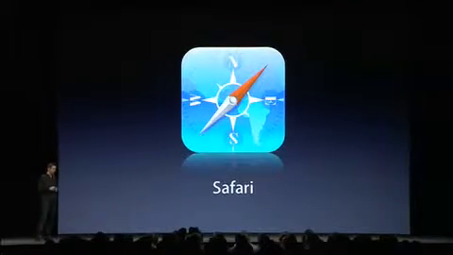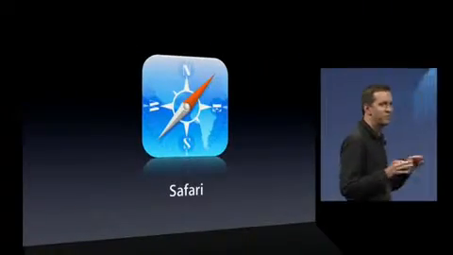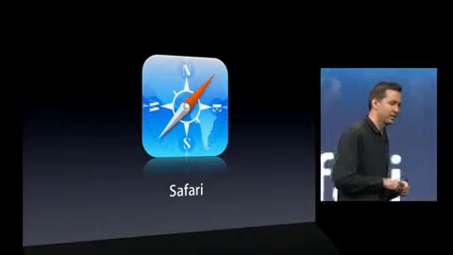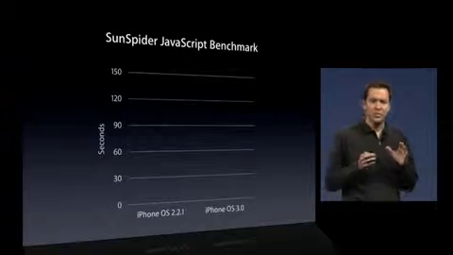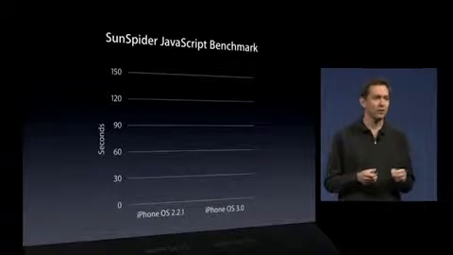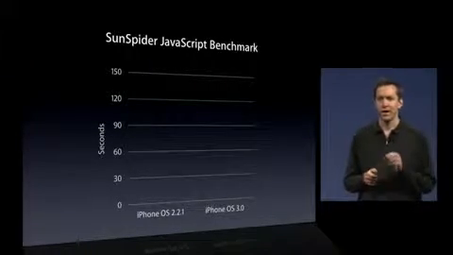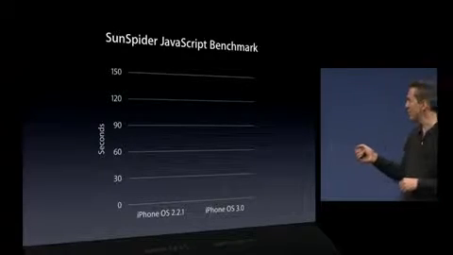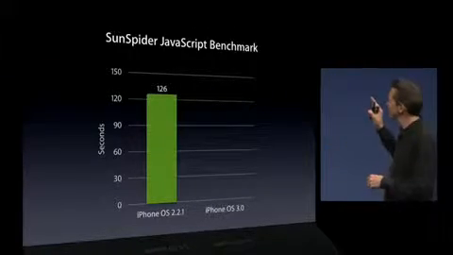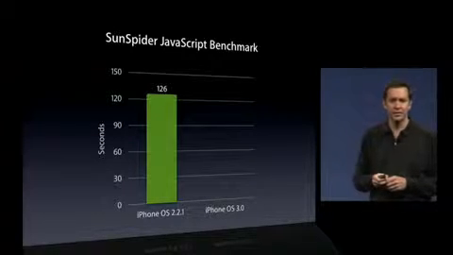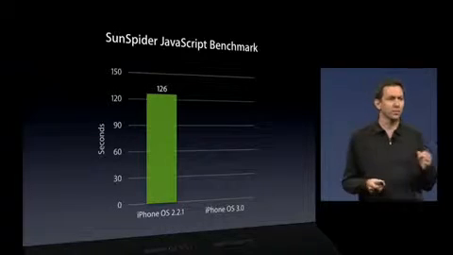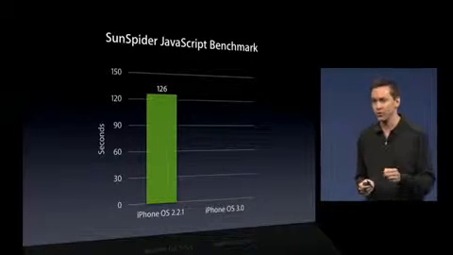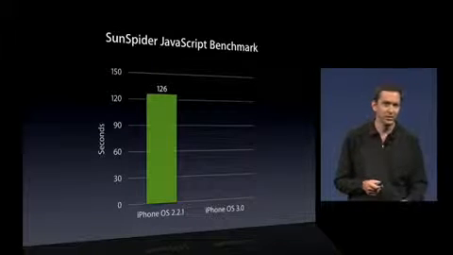Next, Safari. We've got some great improvements to Safari, starting with performance. SunSpider is a standard JavaScript performance benchmark. And on iPhone OS 2.2.1, the last major update we had, on an iPhone 3G, we run this in 126 seconds. Now that is really fast. In fact, it's impressive just to complete this benchmark on a phone at all. Most phones cannot run the benchmark.